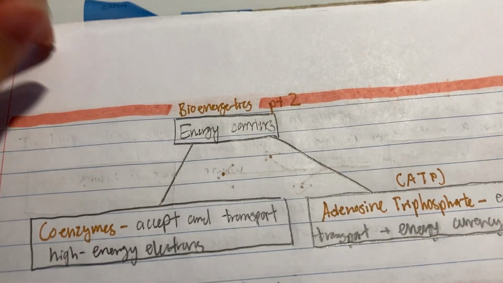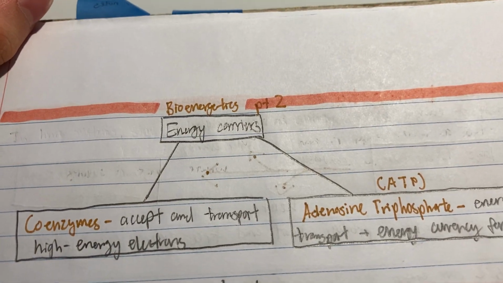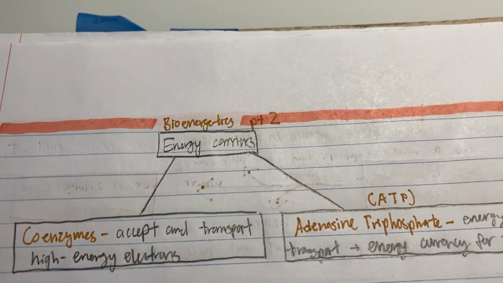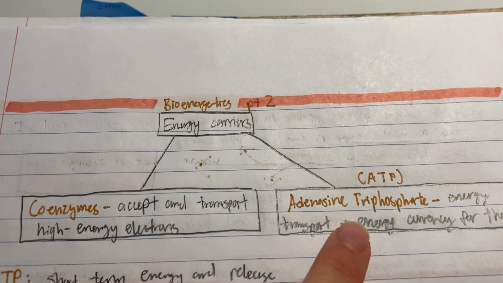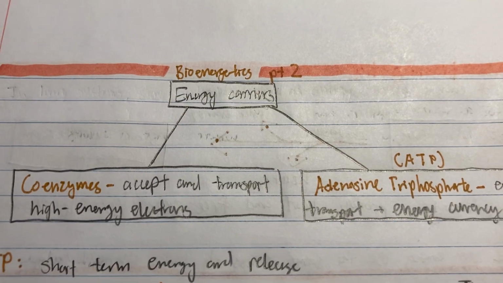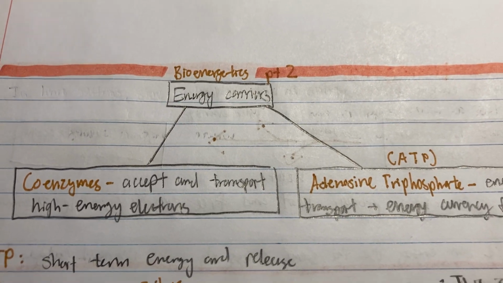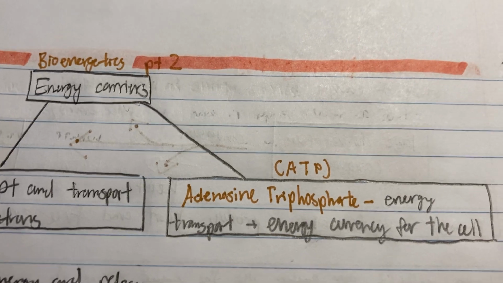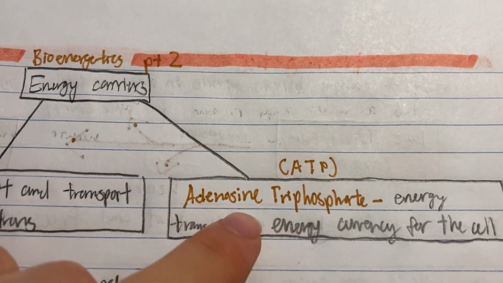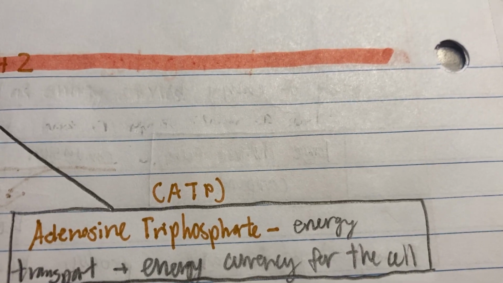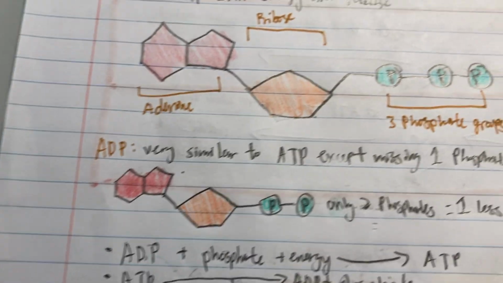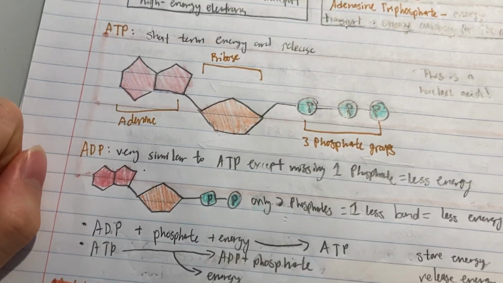Okay, moving on. Now we're going to talk about energy carriers. We have two types of energy carriers. One is the coenzyme, and one is ATP. Coenzymes accept and transport high energy electrons. And then ATP, like we talked about earlier. We have to know this name, by the way: adenosine triphosphate. ATP is like the energy currency for the cell. Okay, so let's go more into depth about ATP.